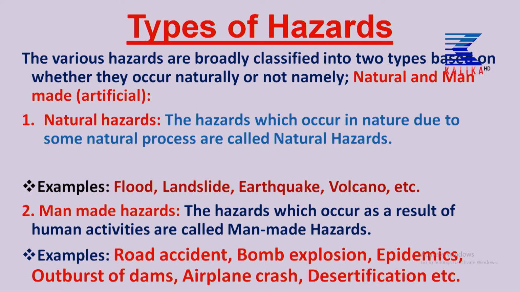Likewise, airplane crash, and desertification because of some human activities like over mining and deforestation. They may cause the conversion of fertile land into desert. Such a phenomenon is known as desertification. The conversion of good land into desert is called desertification. It is an example of man-made hazards if it is caused by human beings, but it may be natural as well if it happens because of nature.